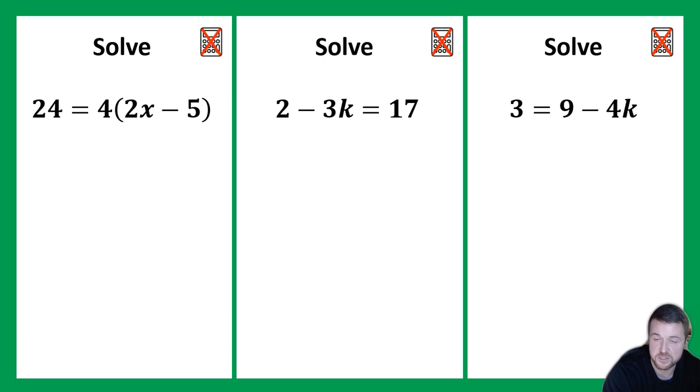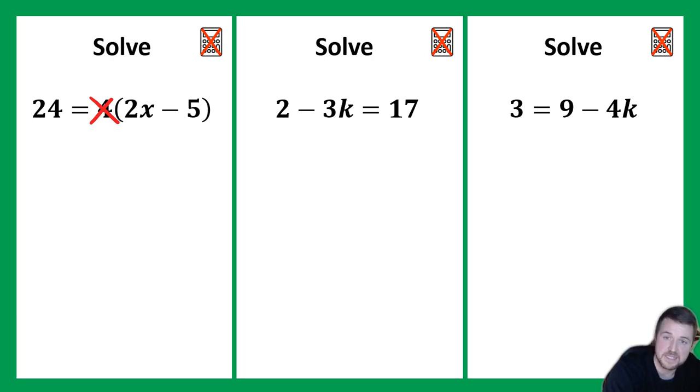On to the advanced questions, some of the trickier questions that you're likely to find on this topic. Firstly, we have 24 equals 4 lots of, and we have the introduction of a bracket, 2x minus 5. There are a couple of different ways of approaching these types of questions involving brackets. The most intuitive way may be to start by expanding the bracket first, which will work, or we could think of this as 2x minus 5, which is then being multiplied by 4. So applying the inverse would first involve dividing by 4.